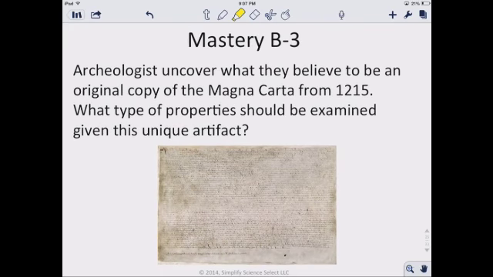This question says archaeologists uncovered what they believe to be an original copy of the Magna Carta from 1215. What type of properties should be examined given the unique artifact? So when we're looking at this, we don't want to measure the chemical properties of it because that would destroy the document, and we don't want to do that. We just want to look at the physical properties and try to determine some things from that because we don't want to destroy something that is so old.